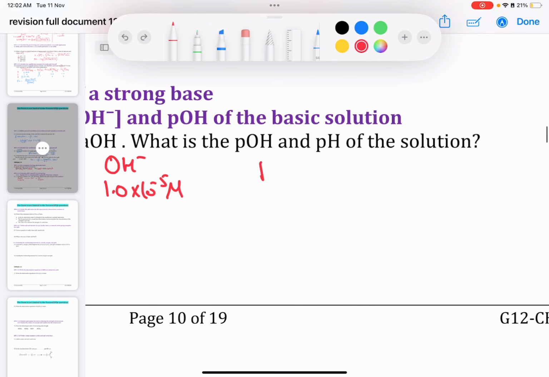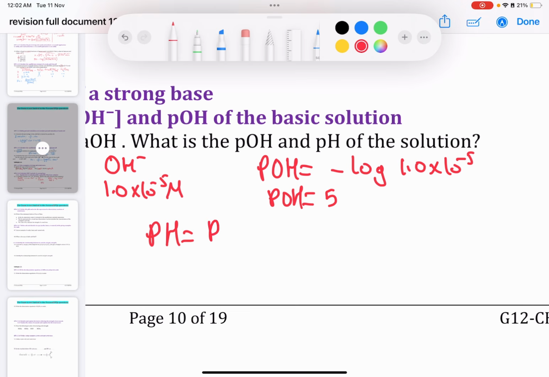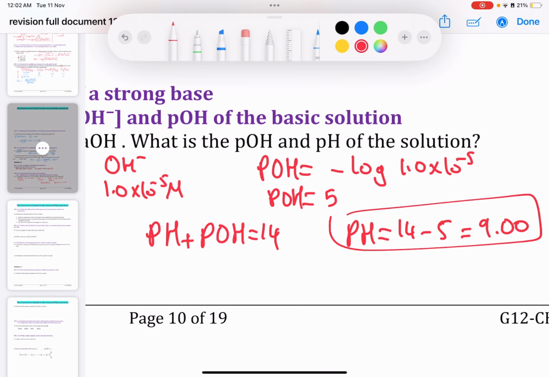Having OH minus, we can calculate the pOH to be minus log OH minus, which is 5. And using this formula, pH plus pOH equals 14, I can say pH equals 14 minus 5, and that is equal to 9.